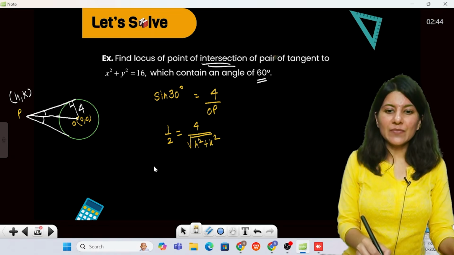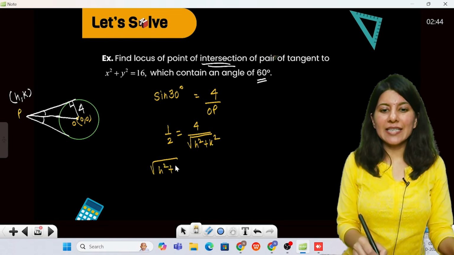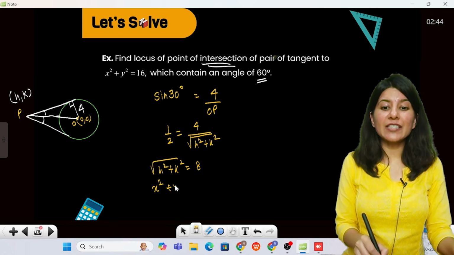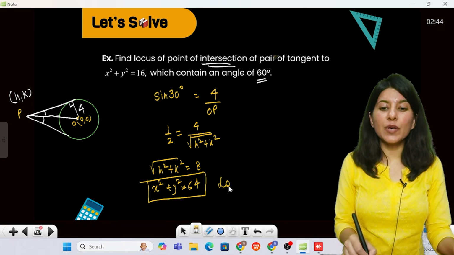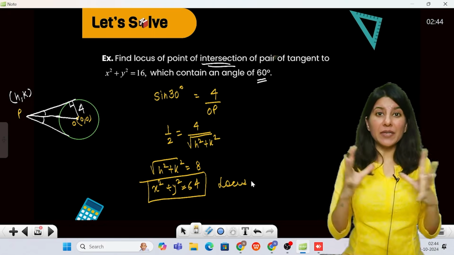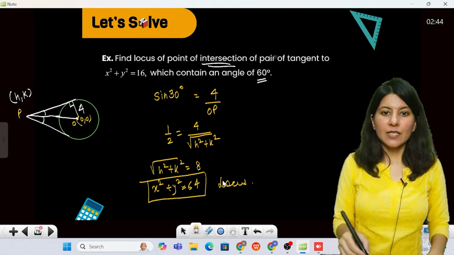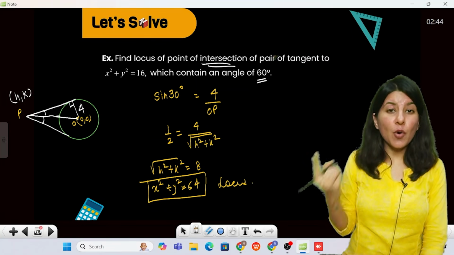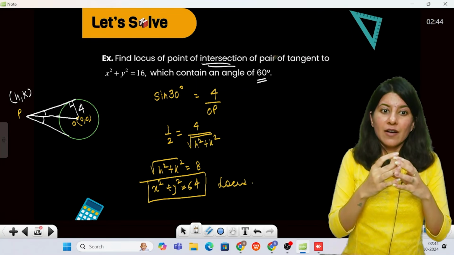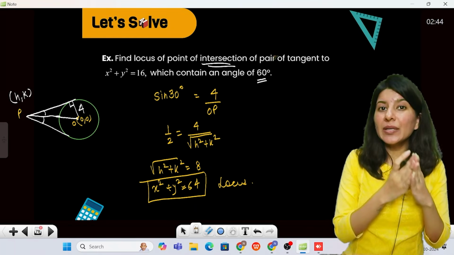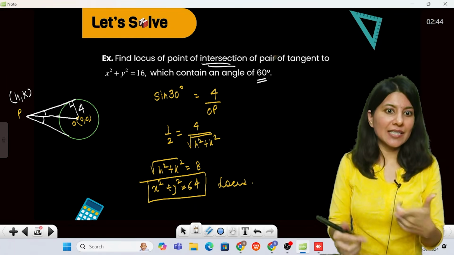Cross multiply, square root h square plus k square is coming out as 8. So x square plus y square is equal to 64 is your final locus, right? So what does that mean? Understand the geometrical meaning behind this. They are asking to find the locus of a point from which tangents are drawn and the angle between those two tangents should always remain 60 degree.